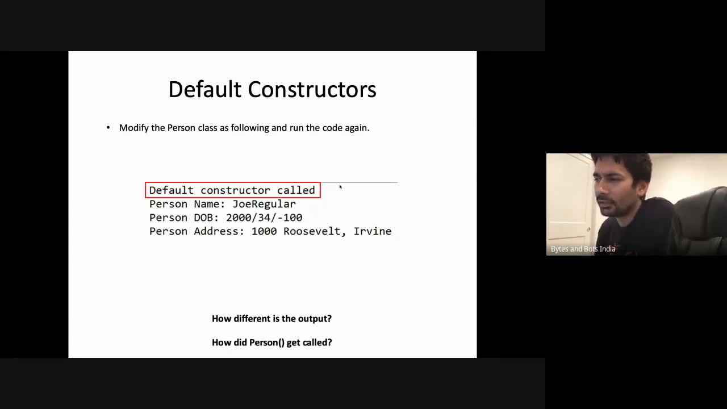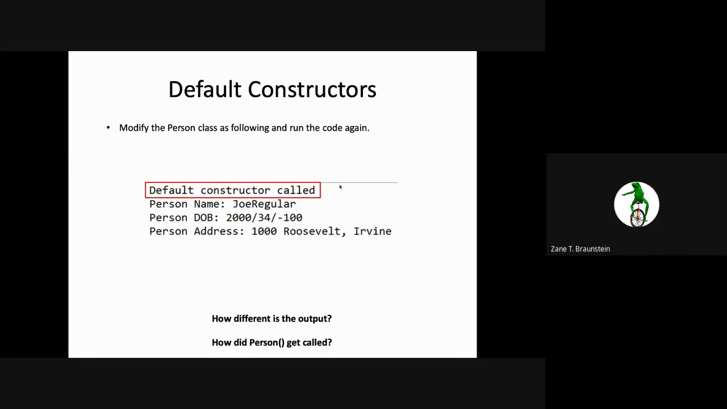How did the person constructor get called? Did we call it from anywhere else? We just wrote it. We didn't change our main program at all, right? Well, constructors get called whenever an object's created, so I don't think we have to manually call it.